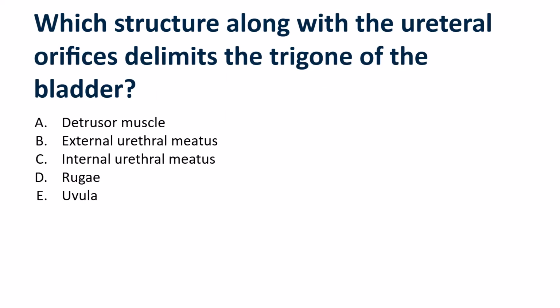Now let's assess our knowledge. Which structure along with the ureteral orifices delimits the trigone of the bladder? Is it the detrusor muscle? Nope. Is it the external urethral meatus? Nope. Is it the internal urethral meatus? Yes. Rugae? Nope. Uvula? Nope. Internal urethral meatus along with the ureteral orifices and crest delimit the trigone.